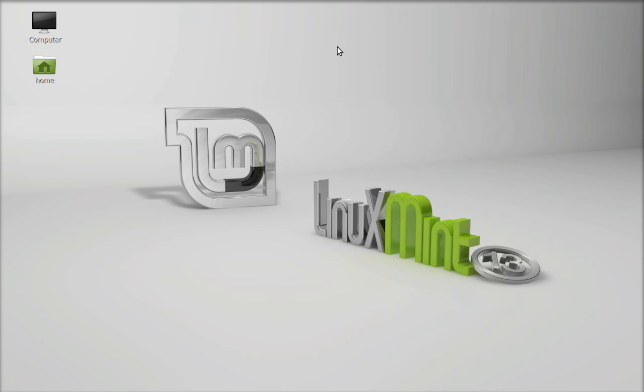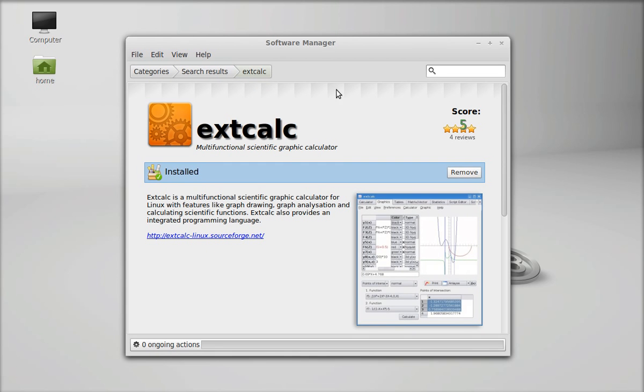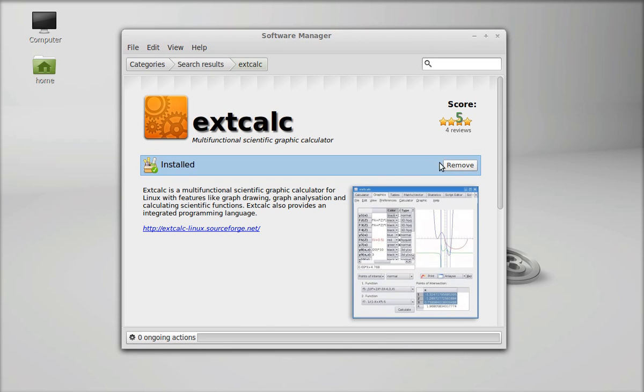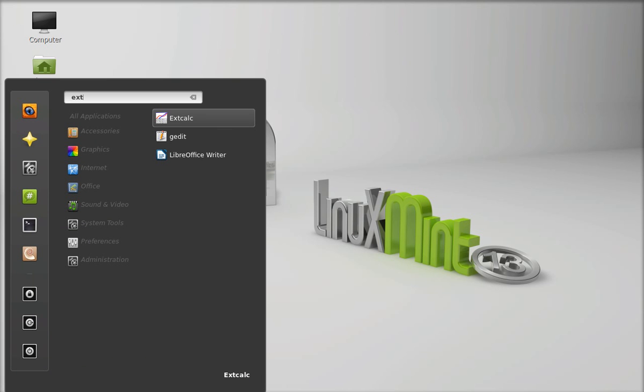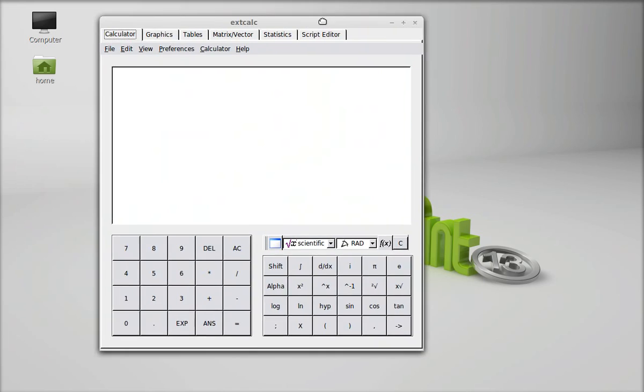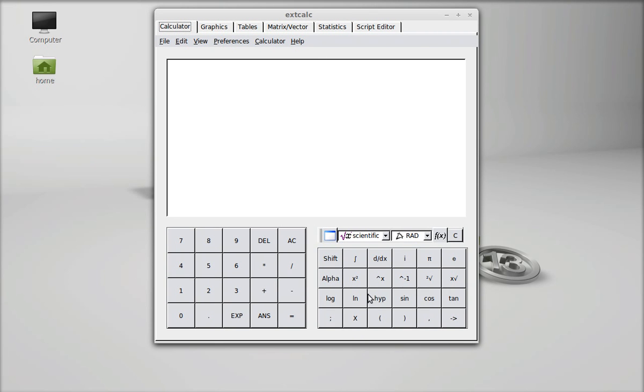The next is a calculator called Extcalc that you can install from Software Manager. It is a multifunctional scientific graphic calculator. So this is a very powerful calculator for those who are in the scientific field. So let me introduce Extcalc. This is the interface of Extcalc. So you can perform all the integral and differential equation calculations here. Apart from that, all logarithmic, trigonometric, inverse, square, all functions.